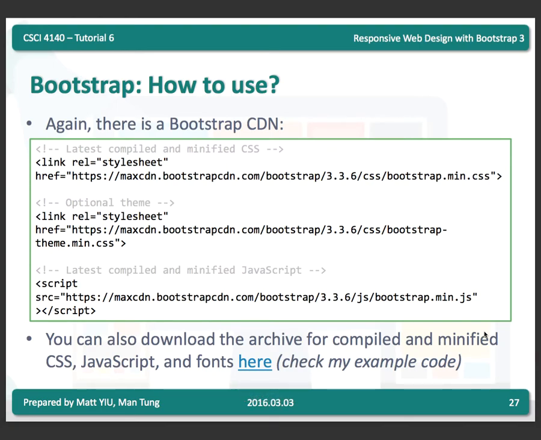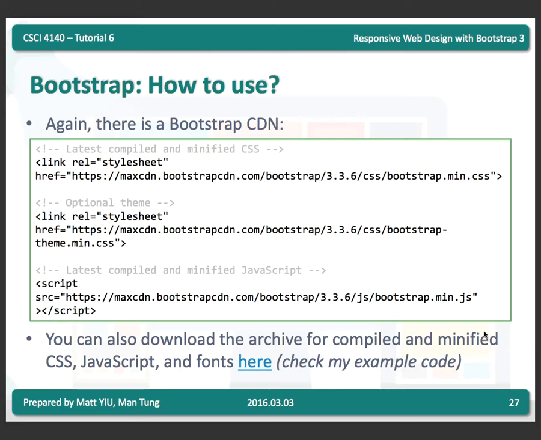And how to use it? Again, it is very simple. You just need to use the CDN of Bootstrap by including this line. First, you include the CSS for Bootstrap. And this is optional, this is to apply an additional theme to your web page. This is not required. And if you want to use the Bootstrap JavaScript plugin, then you also need to include the JavaScript here. This is the most convenient way of using Bootstrap.